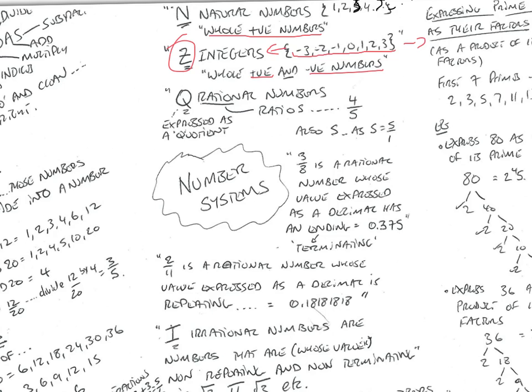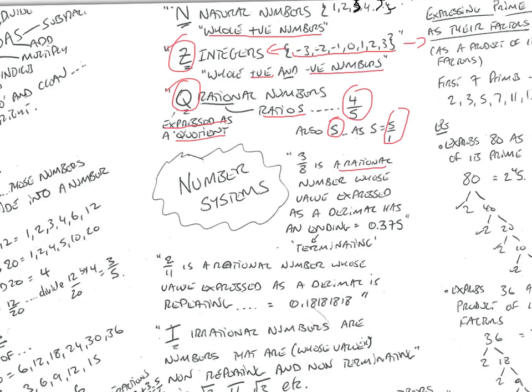Okay, and then we come across rational numbers. Rational numbers, indicative of ratios, or numbers expressed as a quotient, which is where we get the letter Q to represent the set of rational numbers. Rational numbers look like something like 4 over 5. But 5 is also a rational number because 5 is the same as that quotient or ratio of 5 over 1.